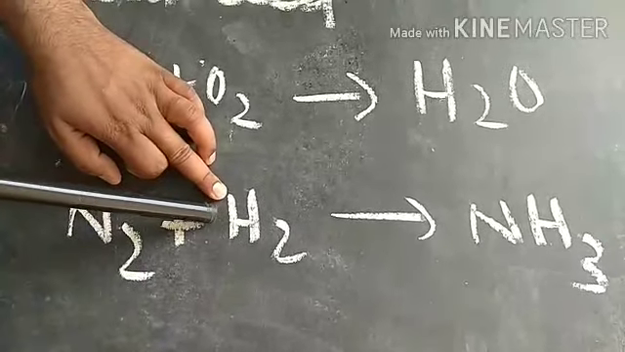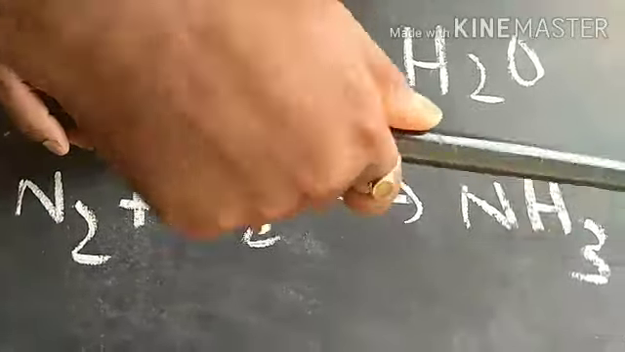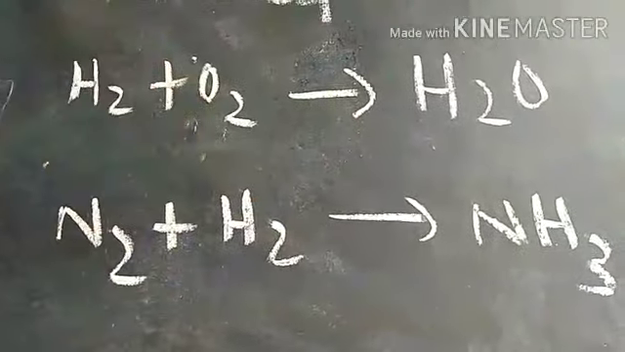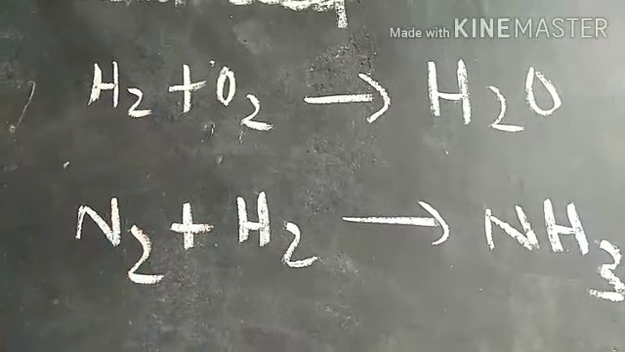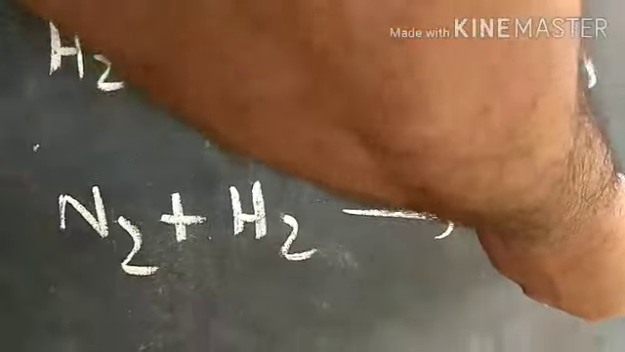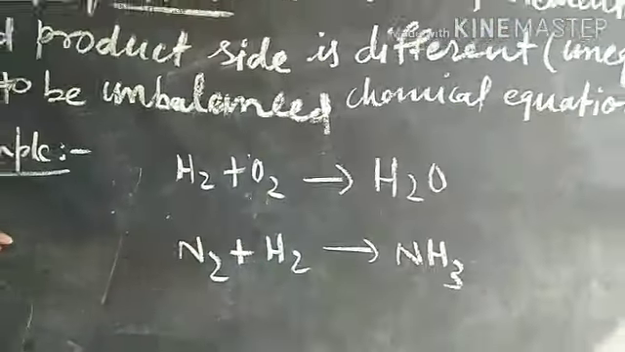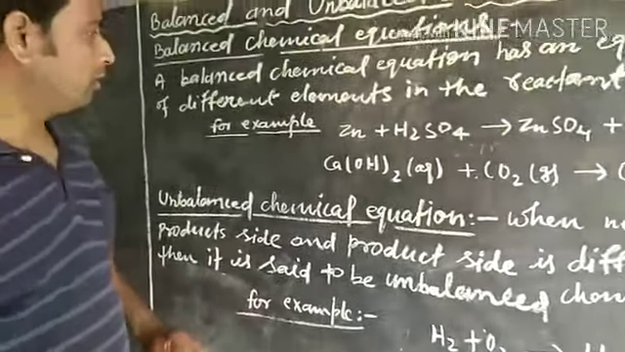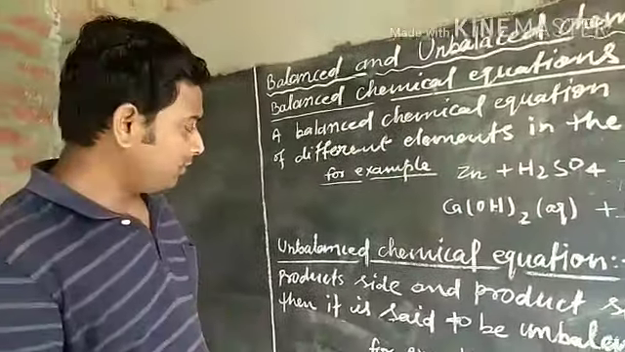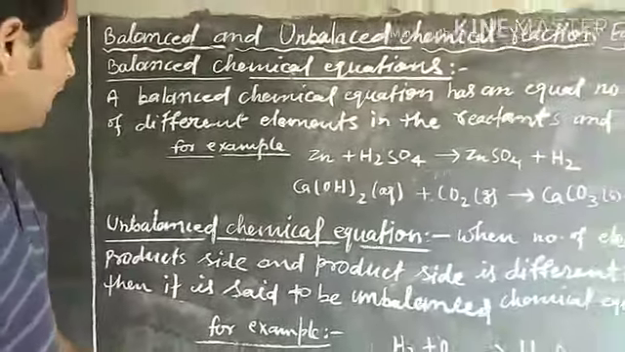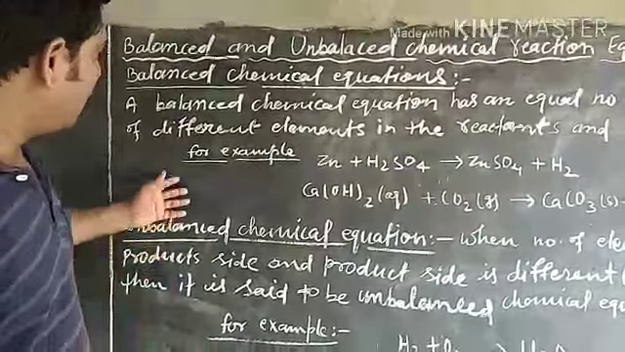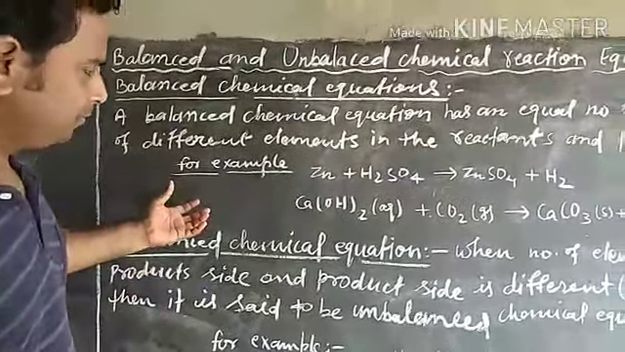Here the number of hydrogen atoms is 2 on the reactant side, but on the product side the number of hydrogen atoms is 3. So the number of atoms of an element on the reactant side is unequal to the number on the product side. So this equation is unbalanced. And now we will study and learn how an equation can be balanced.